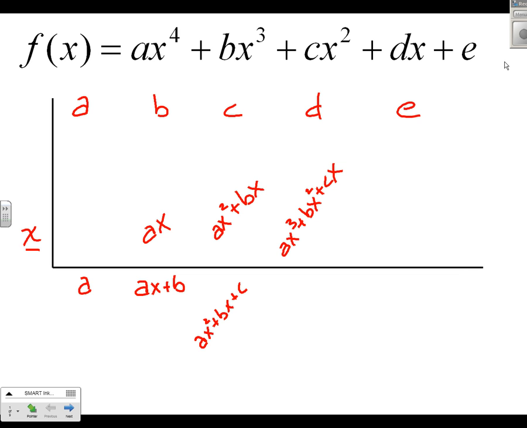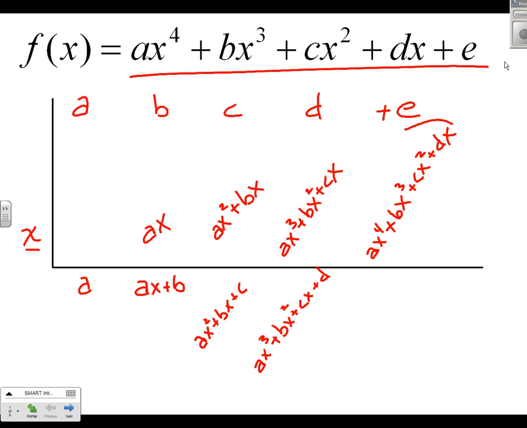Add to that D, and I get AX to the third plus BX squared plus CX plus D. Multiply through X, distributing that, and I get AX to the fourth plus BX to the third plus CX squared plus DX. And then when I add E to that, you note that we're right back to there. And that's the reason that works.